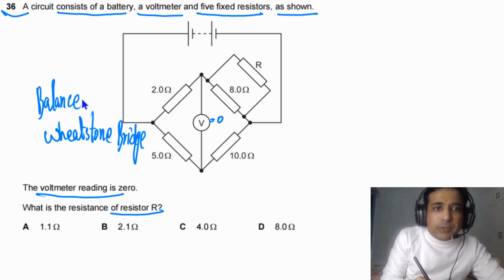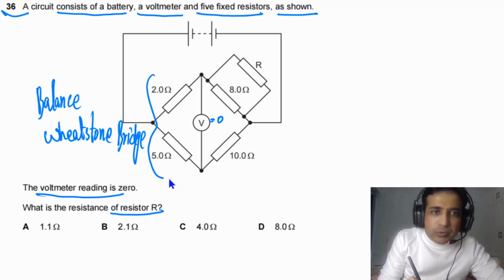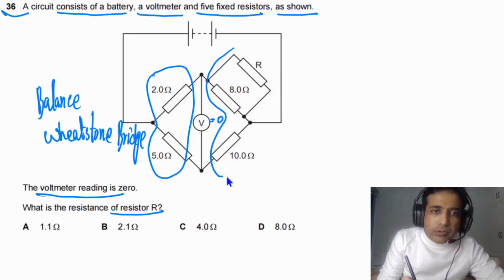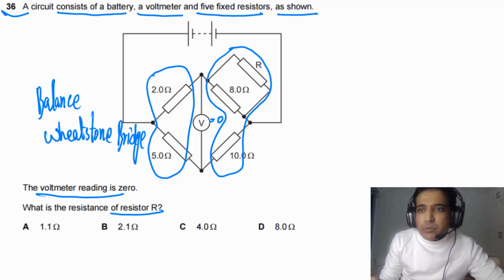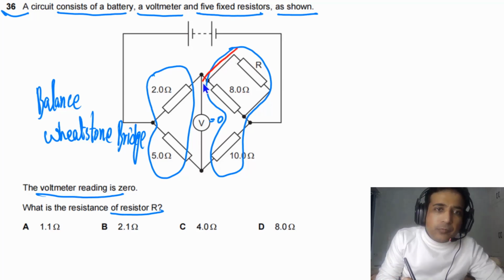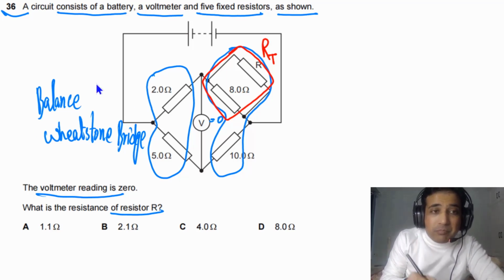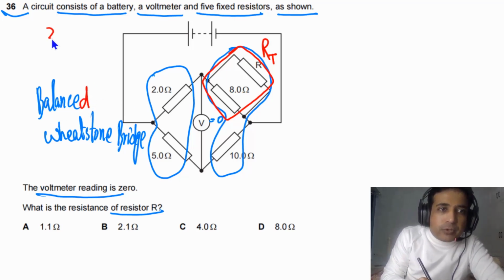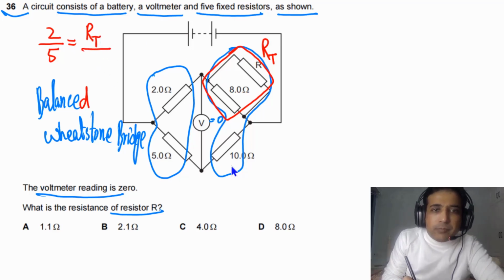And for a balanced Wheatstone bridge, you need to understand the ratio between these two resistors has to be the same as the ratio between these resistors. We can replace these two resistors with one resistor. So you can imagine that these two resistors are in one box, and we can say the resistance of that resistor is equal to RT. So if it is a balanced Wheatstone bridge, then the ratio of 2 divided by 5 has to be the same as the ratio of RT divided by this resistor 10.